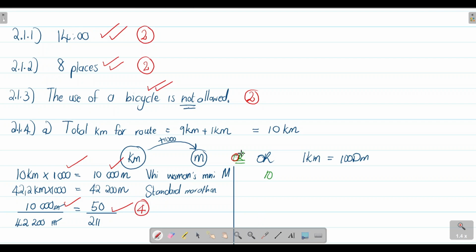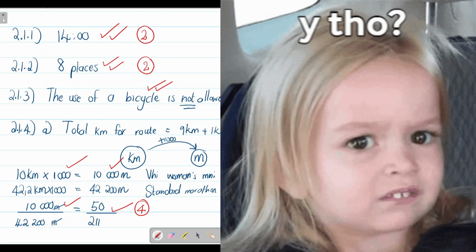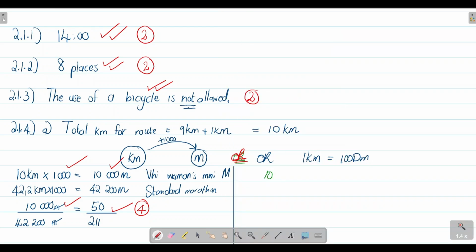And then I also mentioned that we can solve it like this, right? Because another person will be like, but why do we need to multiply it by 1,000? What if I just decided I'm going to take that 10 kilometers and divide it by that 42.2? So if you take your 10 kilometers and divide it by 42.2, you'll get your answer as 5 over 21.1.